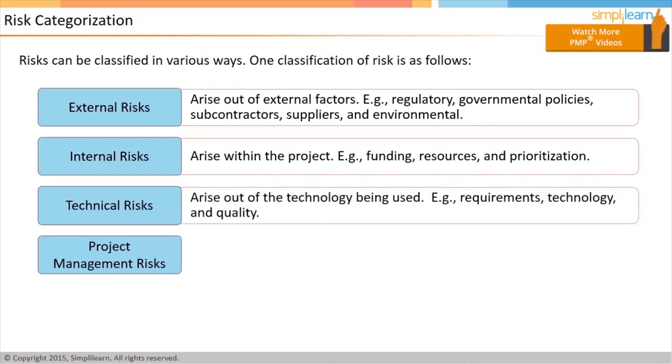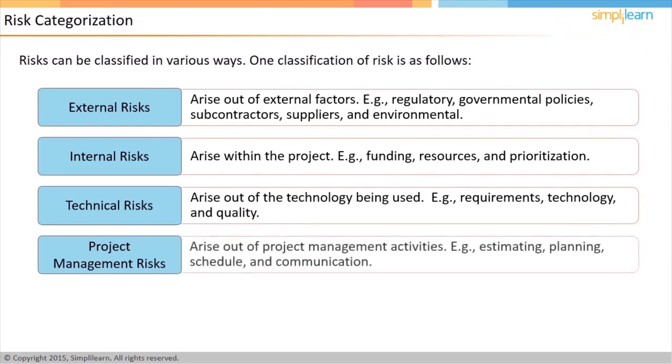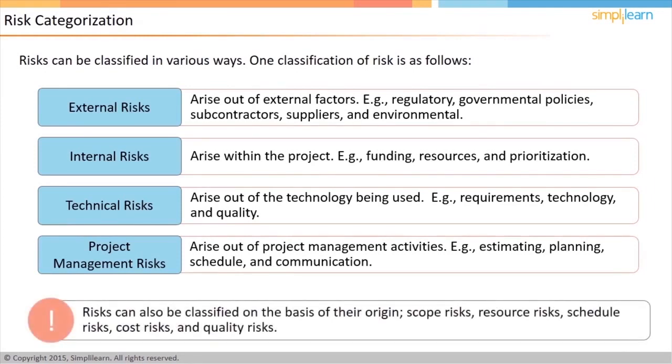Projects in space exploration have a lot of technical complexity. Risks could be related to project management. For example, if there are many interdependencies between the sub-projects, it is a risk from the project management standpoint. The categorization of risk can also be based on the origin. Risks can be classified as scope risk, resource risk, schedule risk, cost risk, and quality risk. Scope risk can include redoing the same task if the scope is not well understood. When the only resource is assigned to some other project, it is called resource risk.